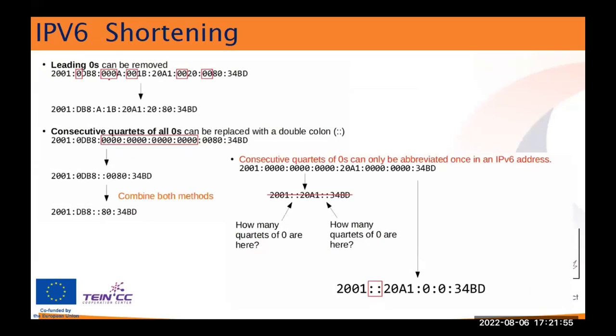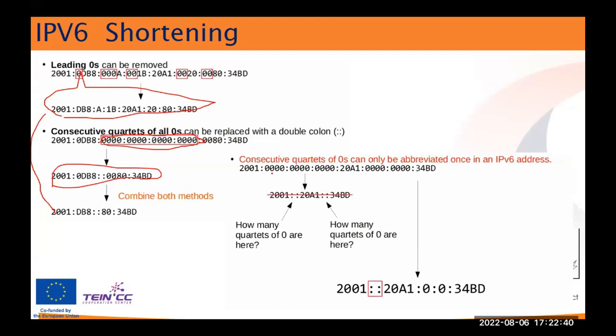But they have introduced a shortening technique. How can we shorten it? Leading zeros can be removed. If an IP address has leading zeros, we can remove them. Then the IP address would look like this. And consecutive groups of all zeros can be replaced. If they are all zeros, the router can understand if we convert them to a double colon. We can combine them. After that, this address would be 2001:DB8::80:34BD. We can shorten it this way.